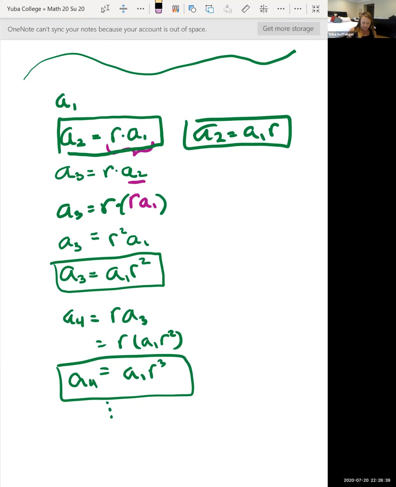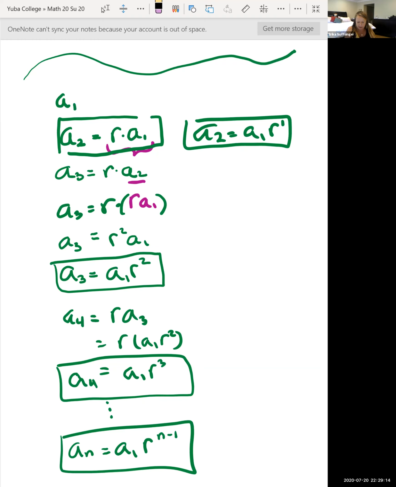Notice that each one of these has a sub 1 in our formula. Then we have our common ratio, R. And notice for a sub 2, R is to the first power. For a sub 3, R is squared. For a sub 4, R is cubed. So for a sub n, it's going to be R raised to the n minus 1 power. So that is going to help us in these.